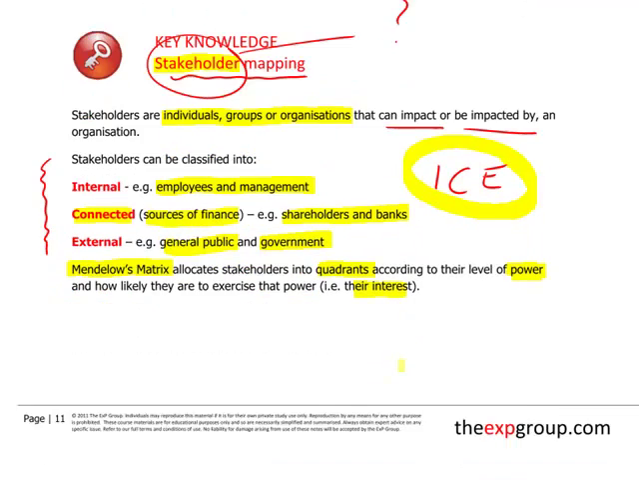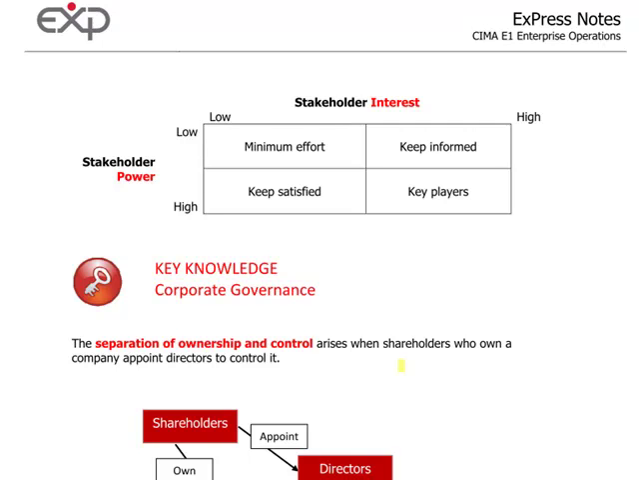Okay, let's move to the top of page 12 of the Express Notes, and here we have Mendelow's matrix, stakeholder mapping. As I mentioned a moment ago, it looks at stakeholders' interest and stakeholders' power, and it judges it according to low and high. So if a stakeholder has a low level of interest and a low level of power, when management look at how they should address those stakeholders, we have something called minimum effort. In other words, management, when addressing the needs of stakeholders in this quadrant, don't really do a lot.